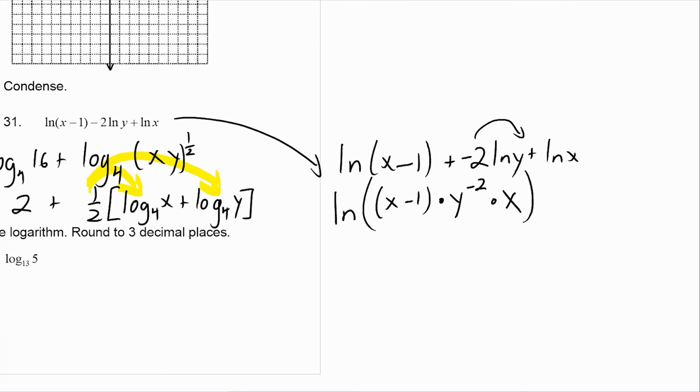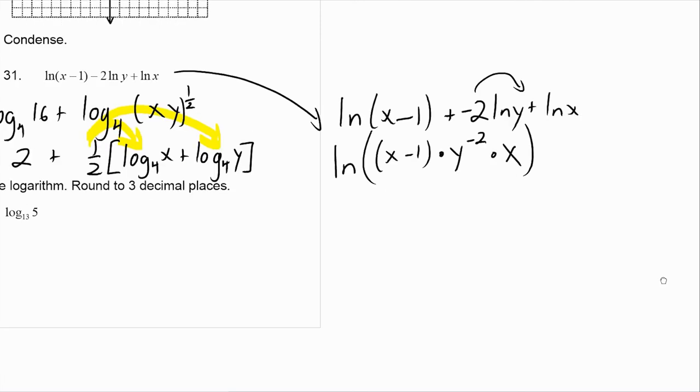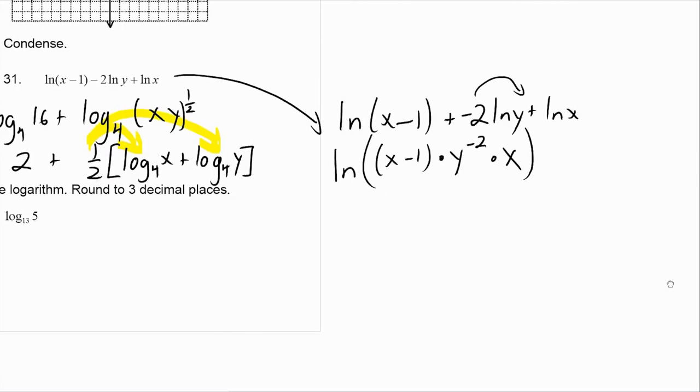Now to rewrite this properly without the negative 2 for the exponent, we make sure that the y is now going to go to the bottom in the denominator spot. So I'm going to just rewrite this as x times x minus 1 over y to the second, and that's all underneath ln, which is going to be my condensed version. Now there's other ways of thinking about this, but really you should have x times x minus 1 up top, and y to the second should be in the denominator.